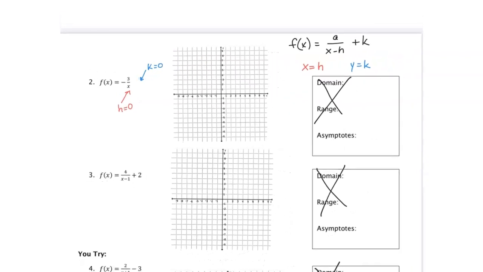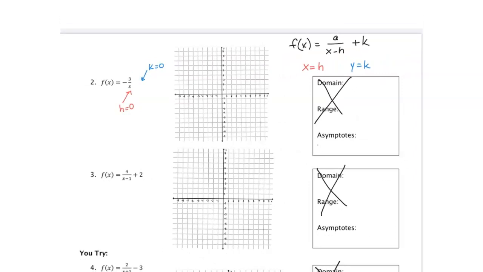So when we're thinking about our asymptotes, x equals the h value. Our h value was a 0. And y equals your k value. Our k value was a 0. So our two asymptotes are x equals 0 and y equals 0.